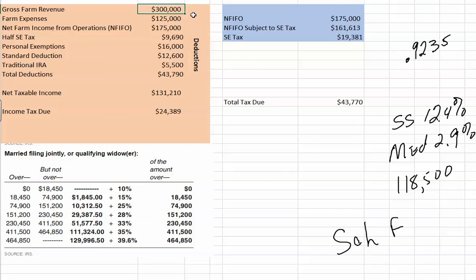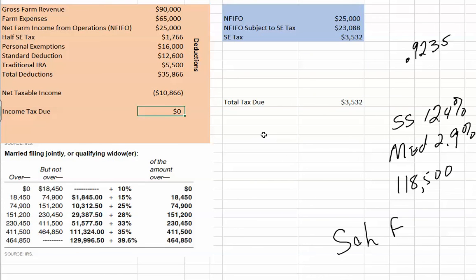Let's say you had gross farm revenue of 90,000. Okay, and let's suppose your farm expenses here were 65,000. Okay, now you see your net farm income is 25,000. You still owe $3,532 of Social Security and Medicare. But when you start taking these deductions and get the total deductions, they actually run your taxable income to a negative number, and you would owe no income tax.